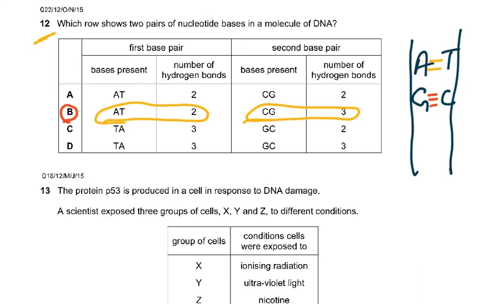Factual to remember, which row shows two pairs of nucleotides in a molecule of DNA? AT will always have two hydrogen bonds and CG will always have three hydrogen bonds.